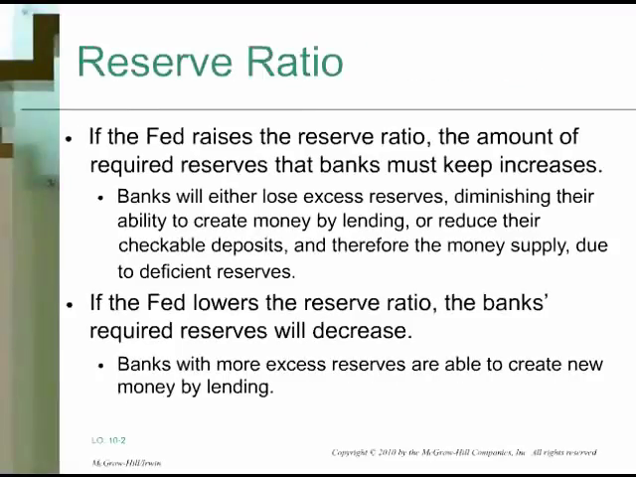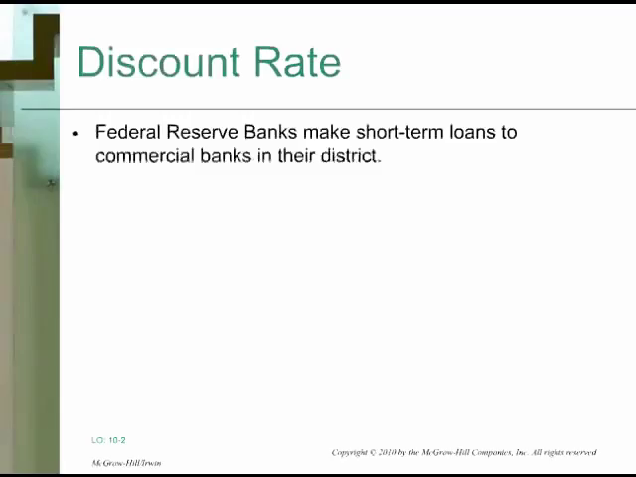Another tool is the reserve ratio. If the Fed raises the reserve ratio, the amount of required reserves that banks must keep increases. Banks will either lose excess reserves, diminishing their ability to create money by lending, or reduce their checkable deposits, and therefore the money supply, due to deficient reserves. If the Fed lowers the reserve ratio, the banks' required reserves will decrease. Banks with more excess reserves are able to create new money by lending.